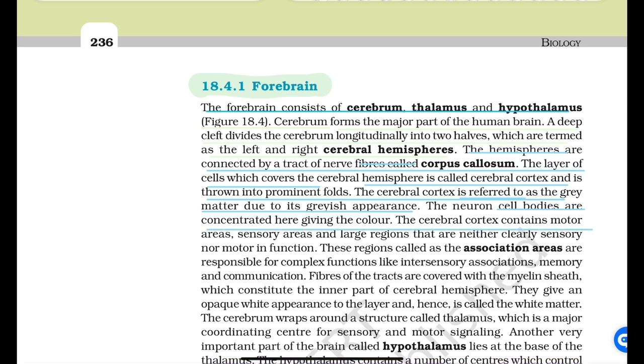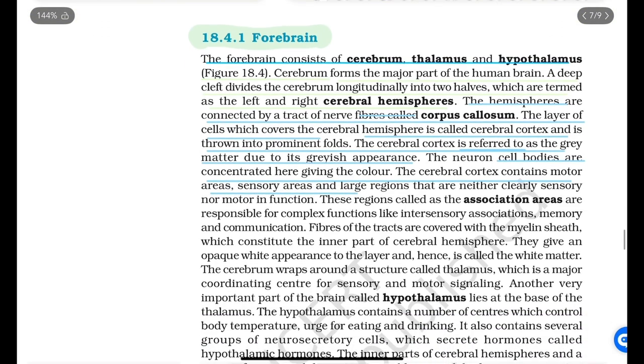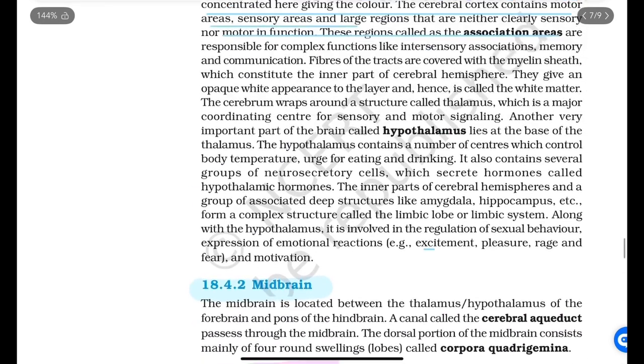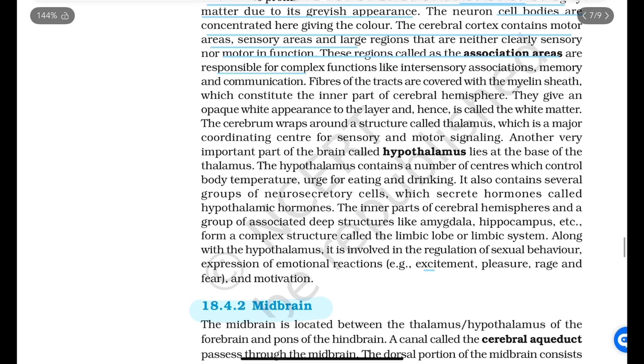The cerebral cortex contains motor areas and sensory areas, and large regions that are neither clearly sensory nor motor in function. These regions are called association areas, and are responsible for complex functions like intersensory association, memory, and communication. Fibers of the tract are covered with the myelin sheath, which constitutes the inner part of the cerebral hemisphere.